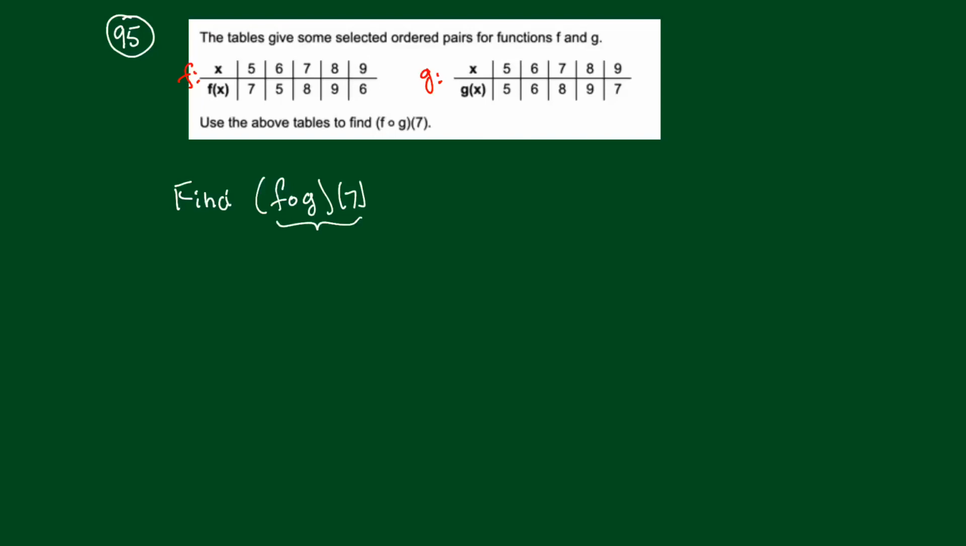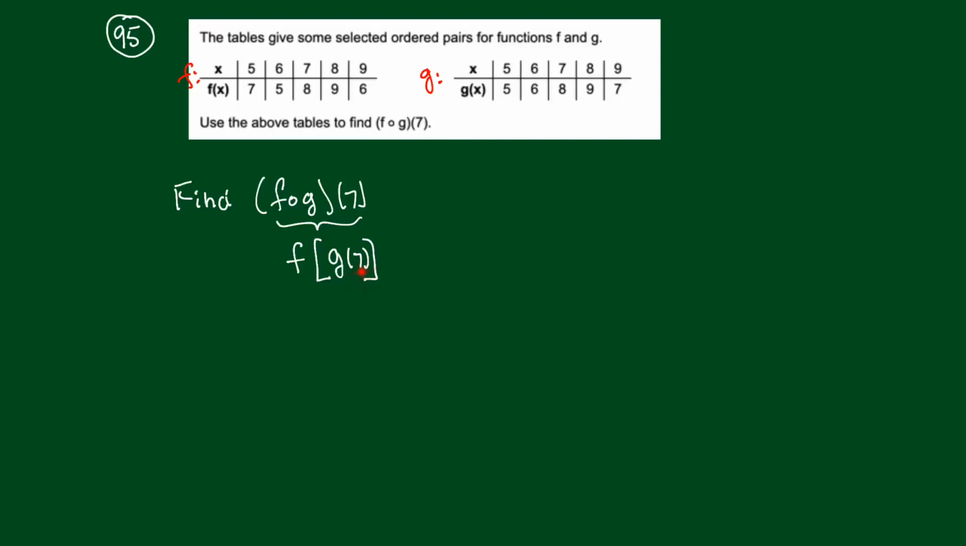Now we can do this as long as we realize what this means. This means f of g of 7. So just read it, write what you read. F of g, right? It's a circle, but read it as an O for of. F of g of 7.